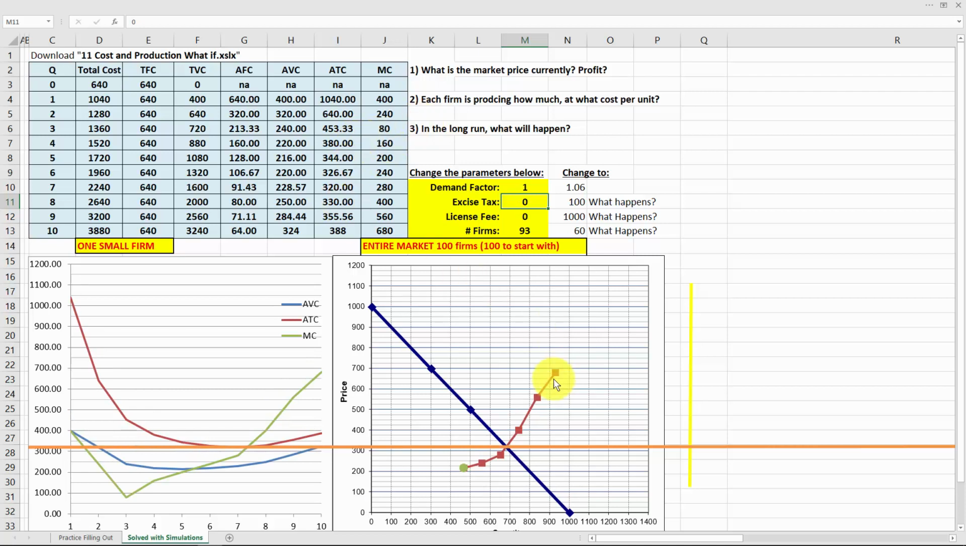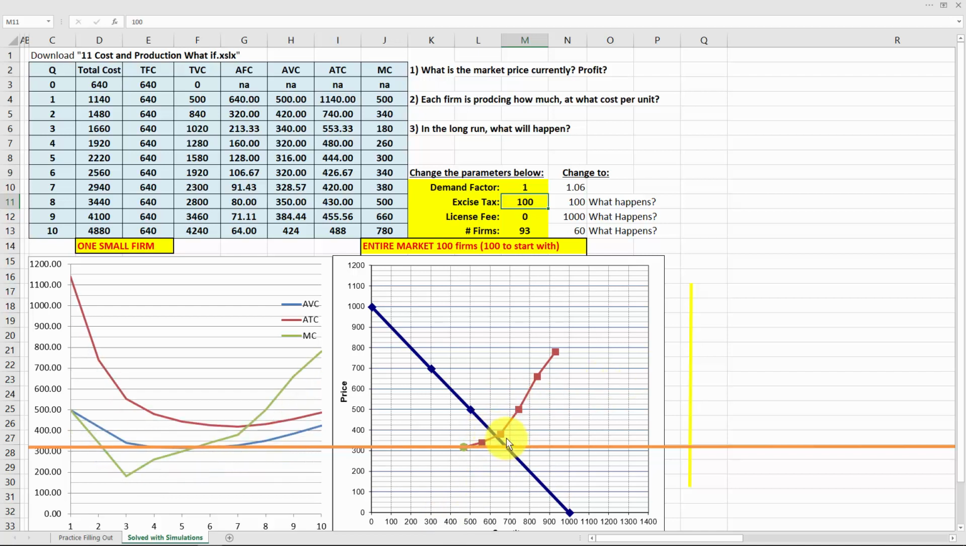What happens to the supply curve? The supply curve shifts to the left or decreases. Now what's really happening to the supply curve, since it's based on the marginal cost curve, is we're adding $100 to each of those prices on the supply curve compared to what they were before.